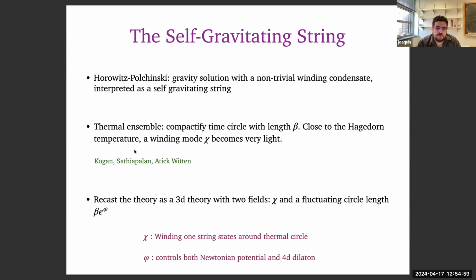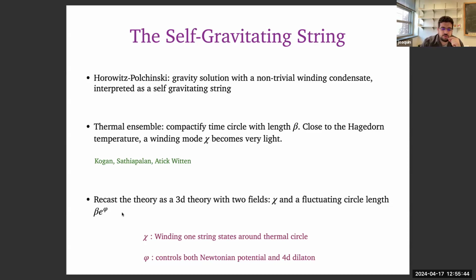So close to the Hagedorn temperature, there is a winding mode chi that becomes very light, and this is a string that is wrapping the thermal circle. And it's light because, essentially, one way to think about it, it's a mode that would be tachyonic, but it gets a positive contribution from the temperature. The Hagedorn temperature is the temperature at which these two contributions balance each other, and the mass of this mode is very small. And when the mass of this mode is very light, you cannot just restrict yourself to the supergravity sector. You also need to include this stringy mode as part of your effective theory. And the physics of this mode is in papers from the 80s, especially Atick and Witten.